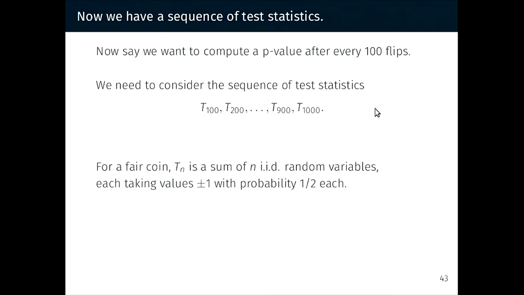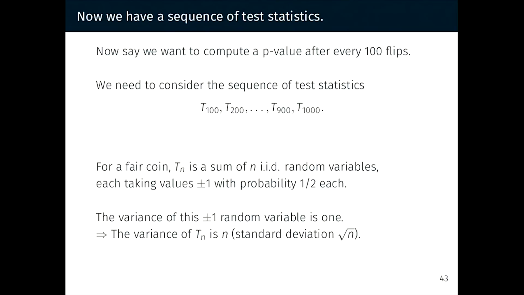Okay, a real quick probability calculation. For each of these n's, for a fair coin, Tn is a sum of independent, identically distributed random variables, each taking value plus or minus 1. Because it's the number of heads minus the number of tails, so for each flip, I either add 1 if it was a heads or subtract 1 if it was a tails. So it's plus 1 or minus 1, each with probability a half. The variance of that plus or minus 1 random variable is 1. Its mean is 0. Its difference from the mean is always equal to 1, so the squared difference is always equal to 1. Now Tn, which is a sum of n such variables, independent, identically distributed, is going to have variance n times 1. So variance n, standard deviation is square root of n.